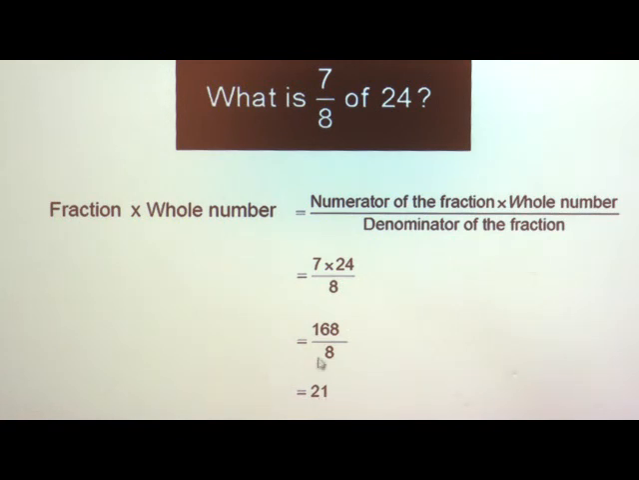So, do not worry, when it is a multiplication, if it is possible to reduce, you can reduce and the product will remain the same. I think you understood what 7/8 of 24 or 7 upon 8 of 24 is, both are the same. So, we found out that 7 upon 8 of 24 is 21.